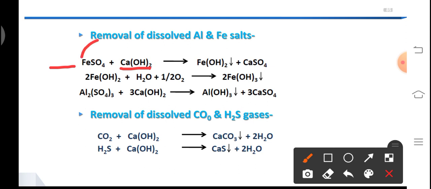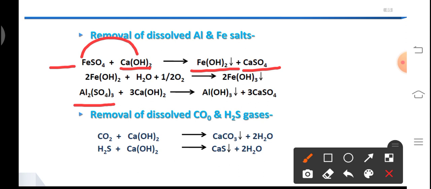By treating ferrous sulfate with lime, we will get Fe(OH)2 plus calcium sulfate. Here ferrous sulfate is precipitated out in the form of ferrous hydroxide, whereas calcium sulfate is generated, which we need to remove further. Now let us take a second example, aluminium trisulfate.